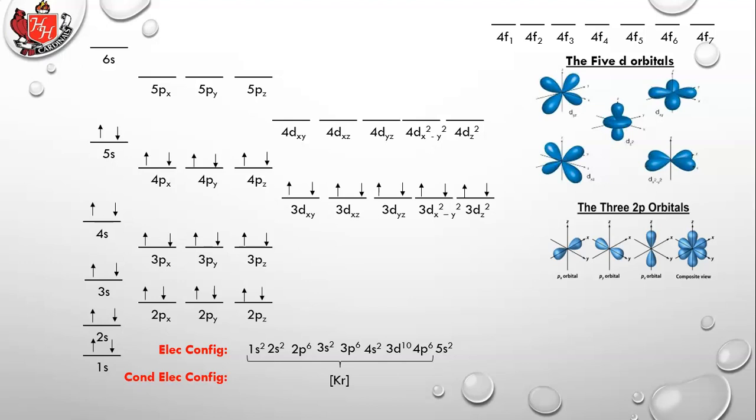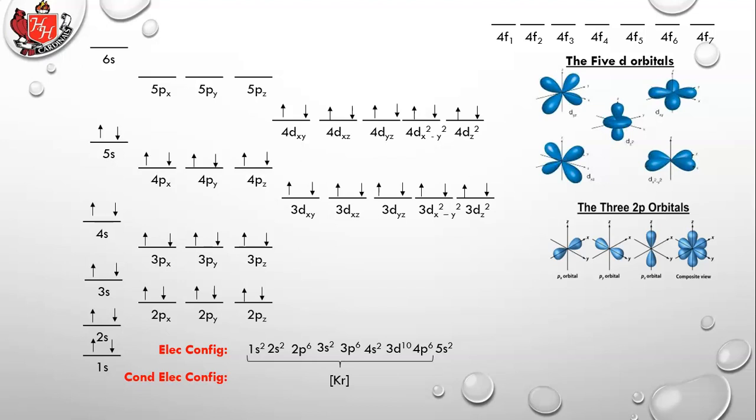Now we go to the 4d orbital, and there's 10 of those, so I'm going to move through those very quickly. And you can see it's 4d3, 4d4, 4d5, 4d6, 4d7, 4d8, 4d9, and 4d10. So that puts us at the end of the 5th row transition metals. That would be cadmium, Cd, on the periodic table.